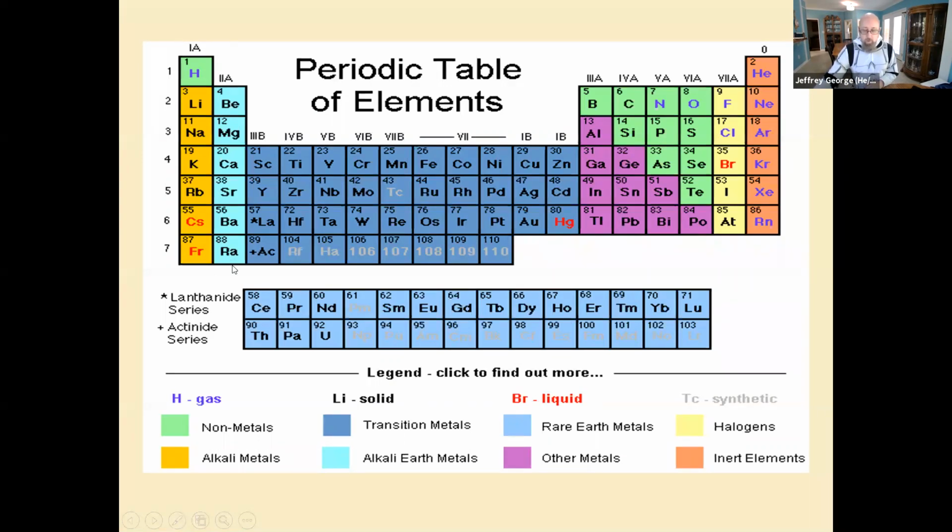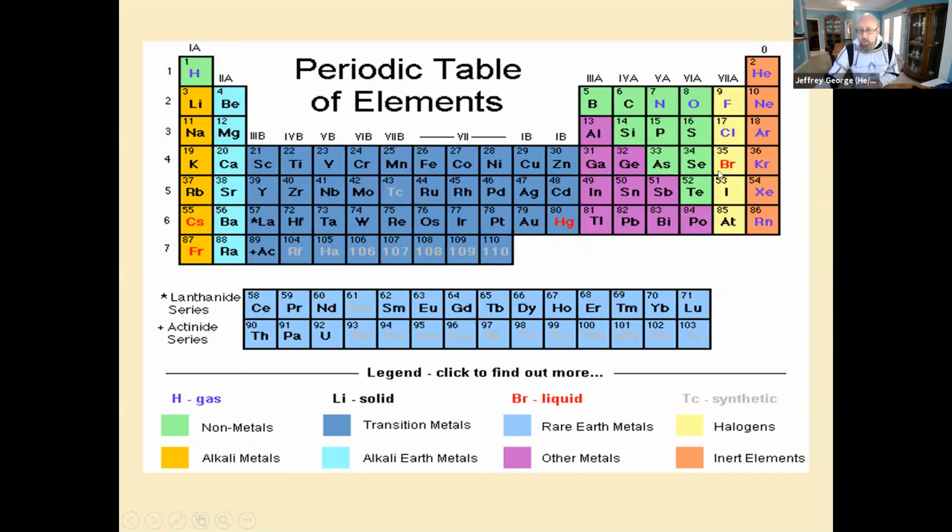Group 2, alkaline earth metals. The middle, transition metals. And down at the bottom, rare earth metals. Right? The rest of the metals are just metals. They're the ones that are in pink over here. They don't have any special group name. They're just metals. Right? From the right side, noble gases in group 18, halogens in group 17.